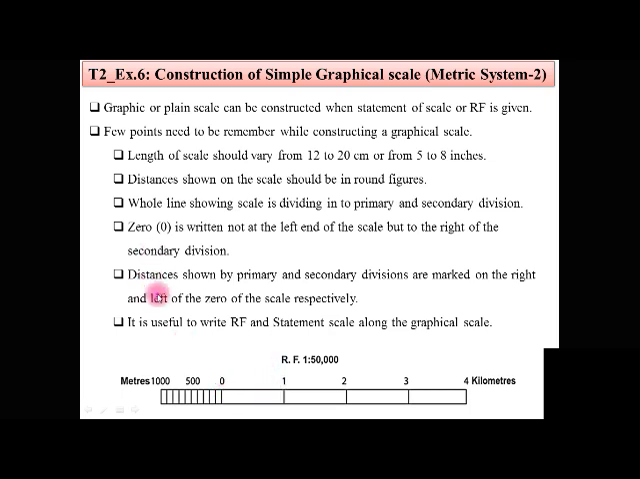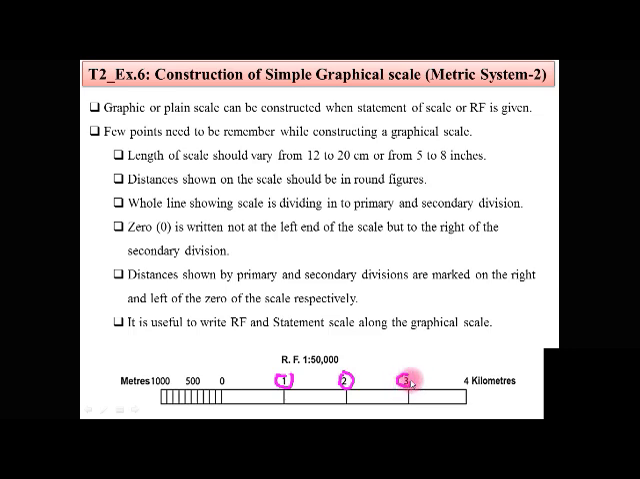Then the distance shown by the primary and secondary divisions are marked on the right and left of the zero of the scale respectively. We are going to calculate the distance of each division, because the total length of this graphical scale will show the certain distance on the ground. And that distance we are going to divide into the equal primary divisions. So each division will have some value of distance.